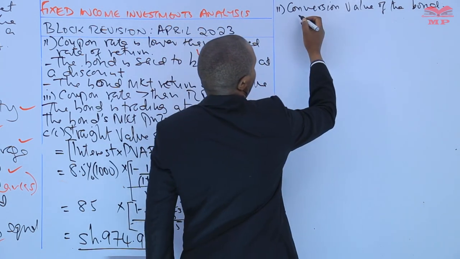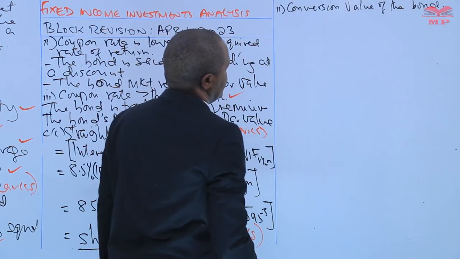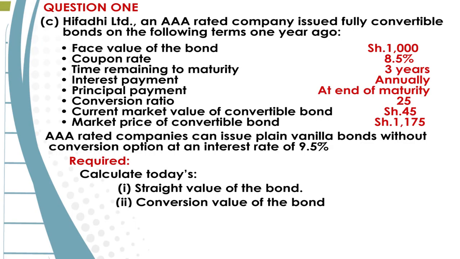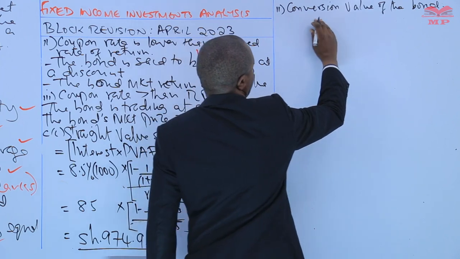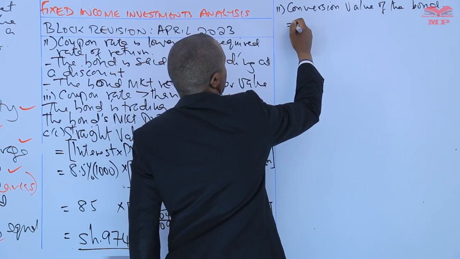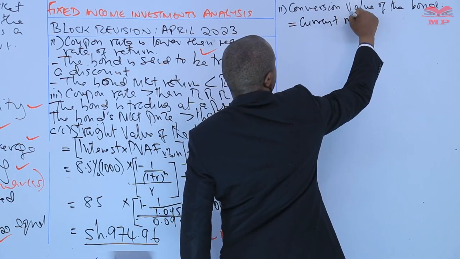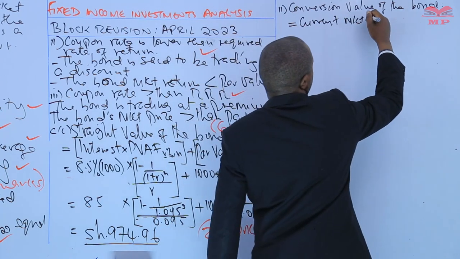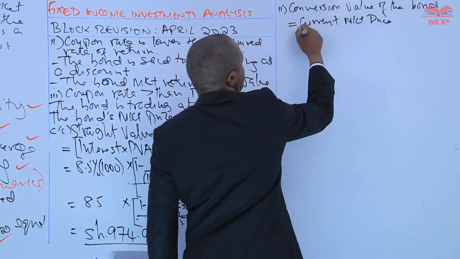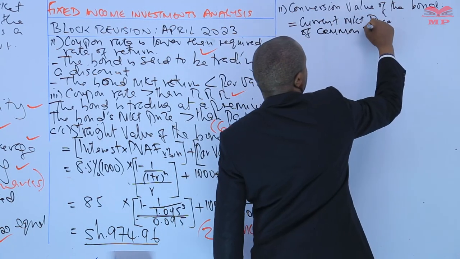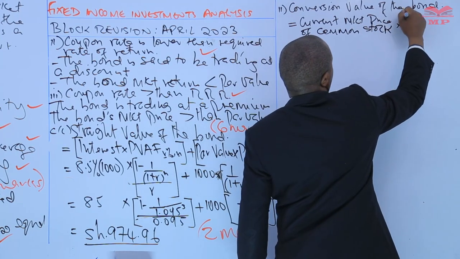So what is the formula for calculating the conversion value of this bond? We have a bond here. We've been given all the information relating to the bond. Now, the formula is as follows. Conversion value of the bond is equal to the current market price of the common stock times the conversion ratio.